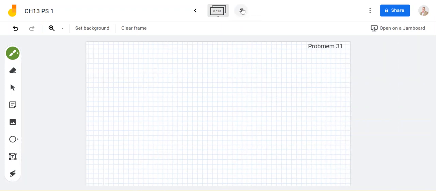All right, let's do problem 31. The mean diameters of Mars and Earth are 6.9 times 10 to the 3rd kilometers and 1.3 times 10 to the 4th kilometers, respectively. So let's write those down.